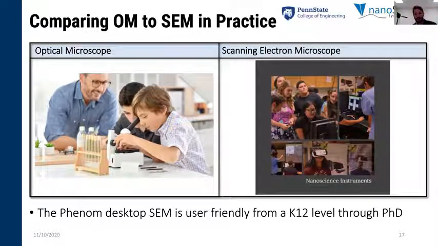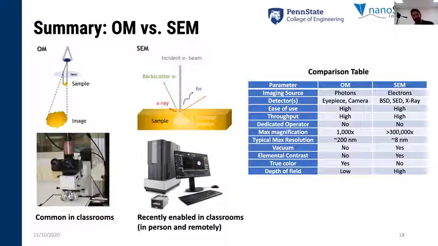It's very, very user-friendly, as are obviously the optical microscopes as well. So finally, a summary side by side between these two techniques. I'm going to focus on that table over there to the right. The big thing is the imaging source is different, right? Optical uses photons and the scanning electron microscope uses electrons. But that one difference creates a huge difference.